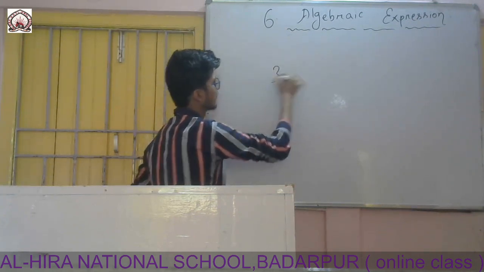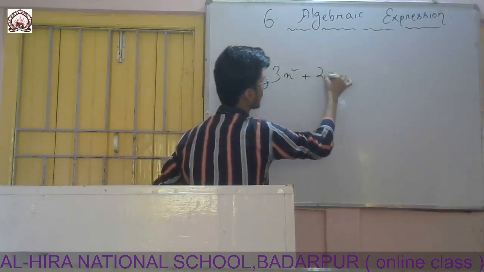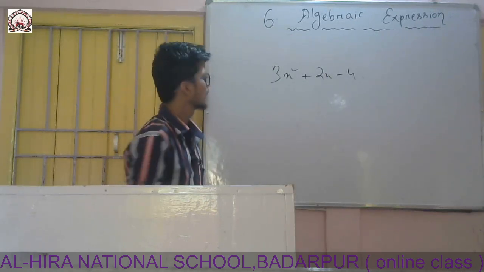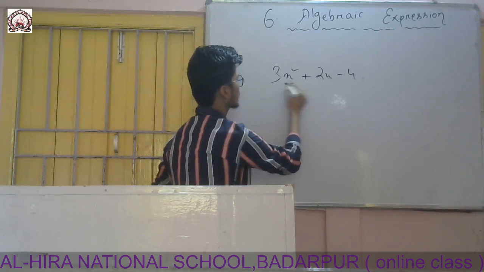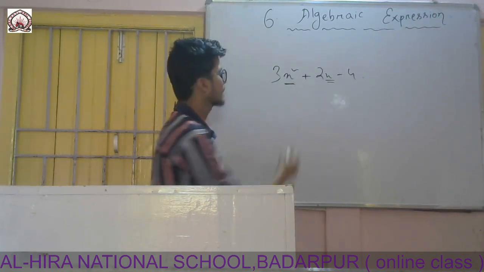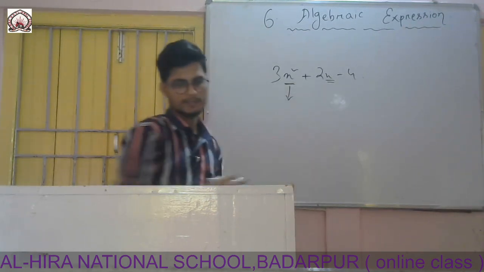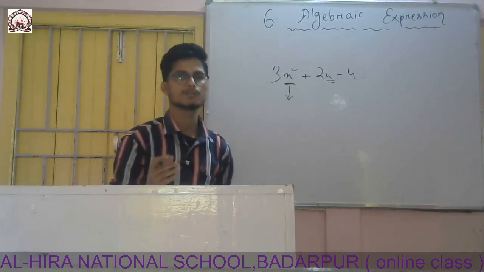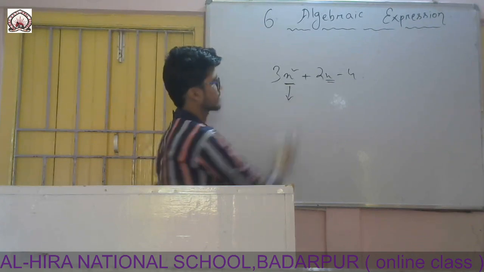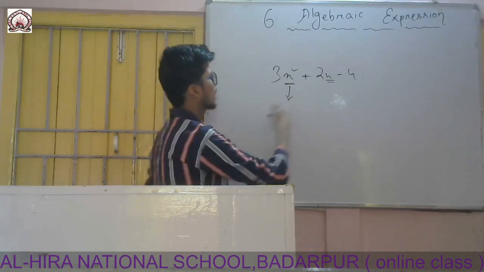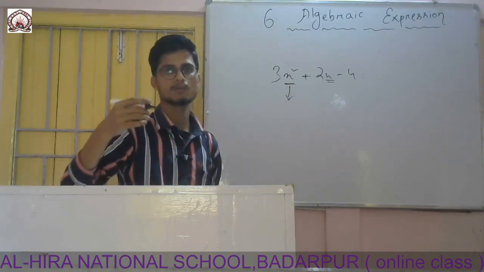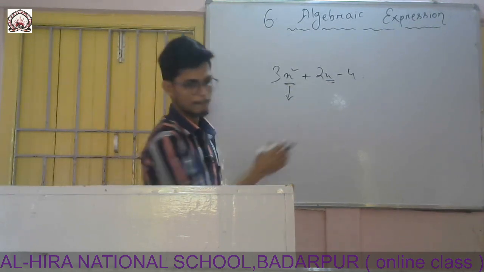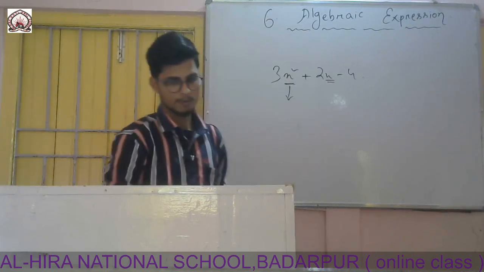Example: 3x square plus 2x minus 4. Just think this is an expression. So here in this case the value of x is unknown, so it is the variable. The definition of variable is a symbol which takes various numerical values. If I change the value of x, if I put 1, I will get one answer. If I put 2, then I will get another answer. So the answer will vary.